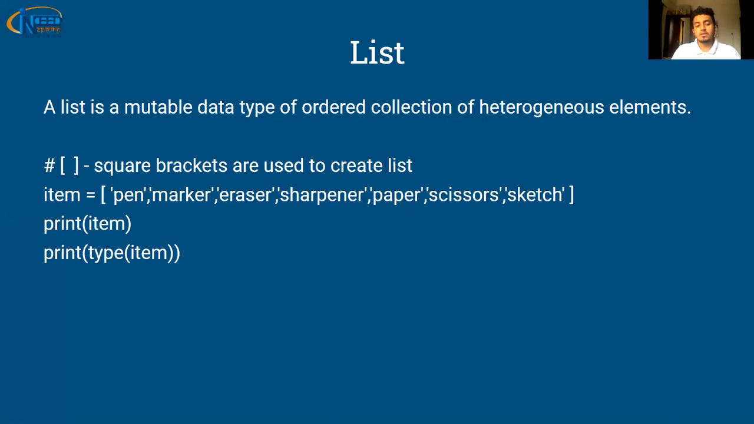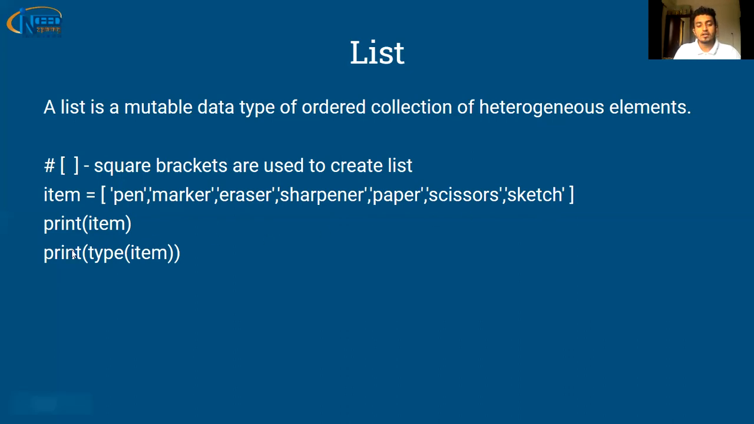So item is a variable that we have taken here, and inside item we have taken a list of objects that we find in a stationery shop. So item is equal to pen, marker, eraser, sharpener, paper, scissors, and sketch. So this is an ordered collection of heterogeneous elements. All right. So this is list.